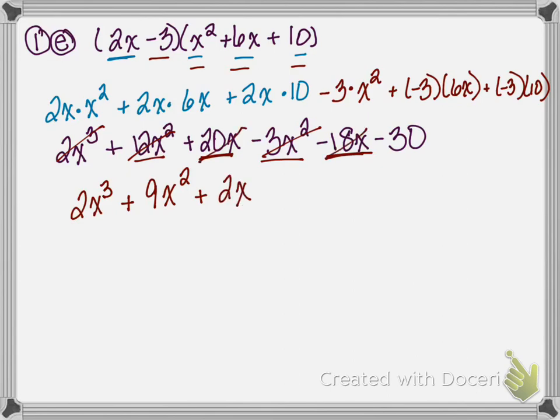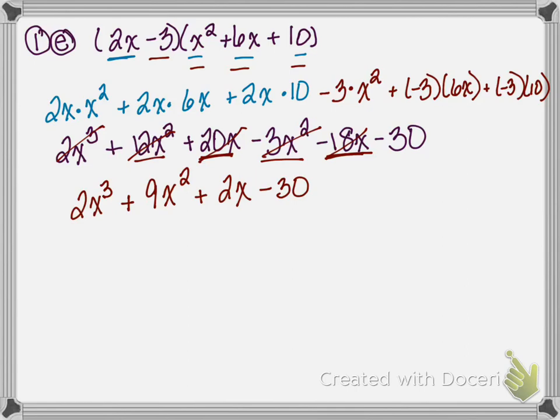Then I am left with a constant. And the constant means it does not have a variable with it, and that's minus 30. Okay, so 2x to the third plus 9x squared plus 2x minus 30. Okay, now let's go on to the next one.